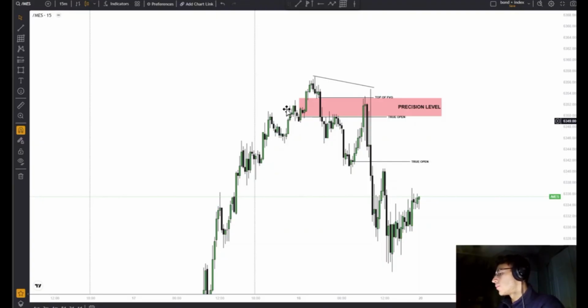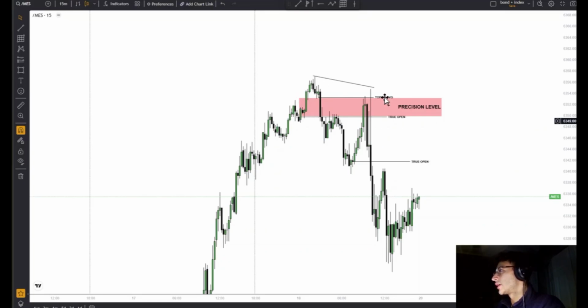So when it comes to areas of precision, usually they should be pretty small. You don't want to have a major crazy area, because it literally loses precision. So the smaller it is, the more precise it'll be. Okay, so precision level: from the top of the fair value gap, midnight New York open.